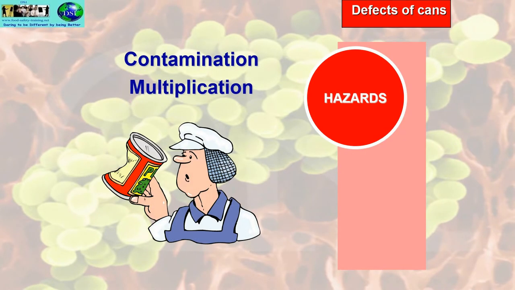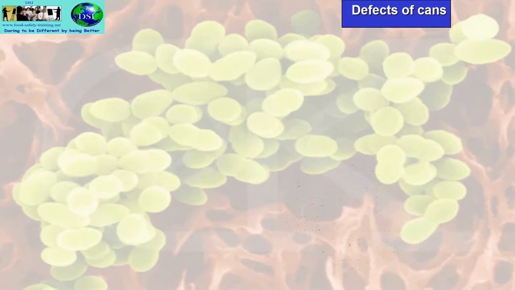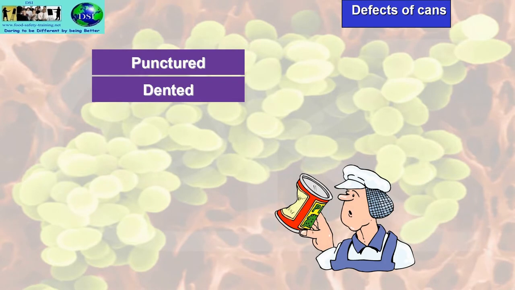Defects of cans. What are the hazards there? Well, we could get contamination or multiplication. So defects include punctured cans, which can let bacteria in, for example. Dented cans. That could affect the inside seal of the can.